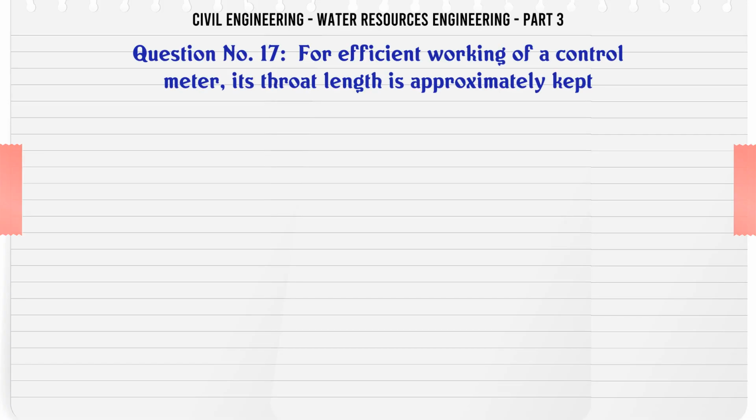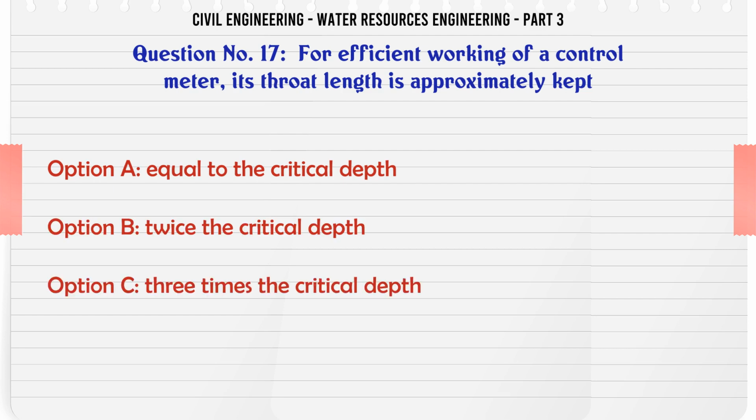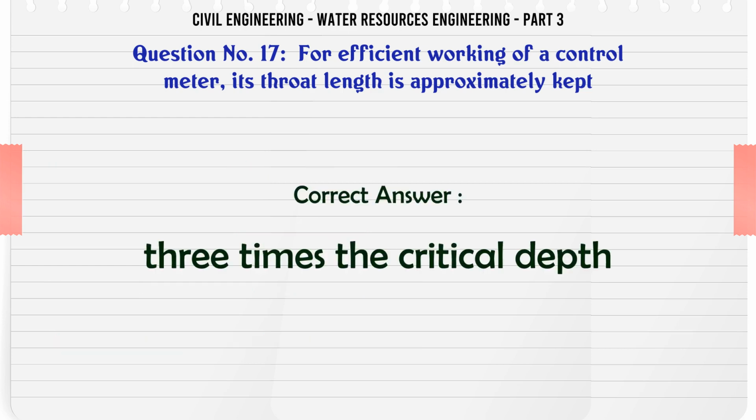For efficient working of a control meter, its throat length is approximately kept: A. Equal to the critical depth. B. Twice the critical depth. C. 3 times the critical depth. D. 4 times the critical depth. The correct answer is 3 times the critical depth.